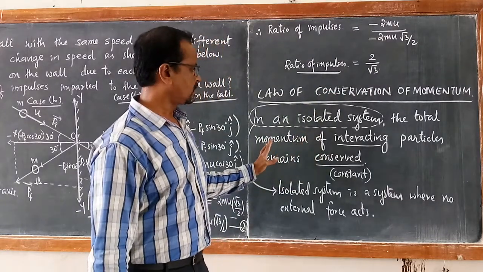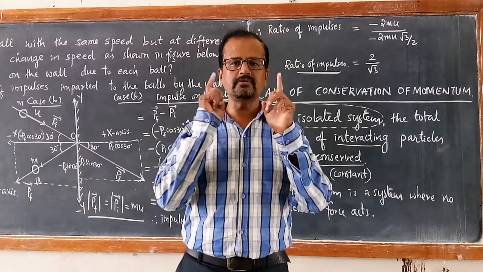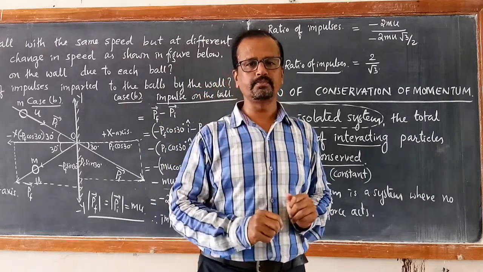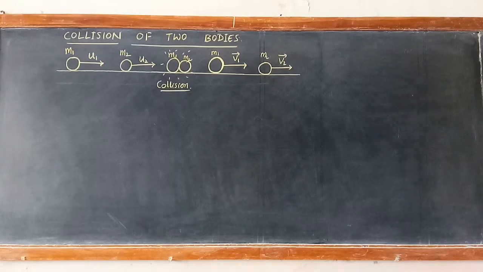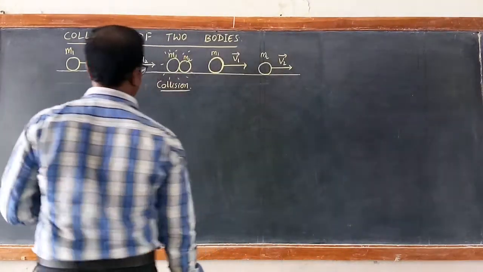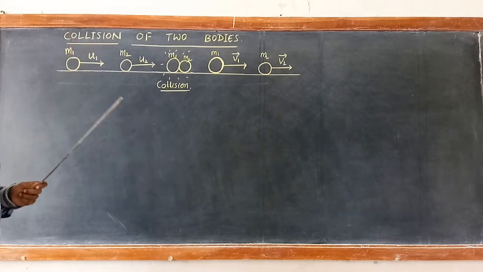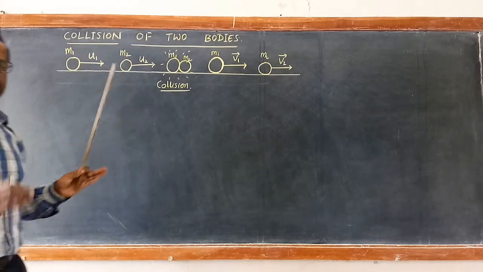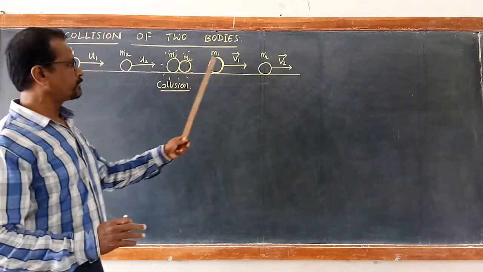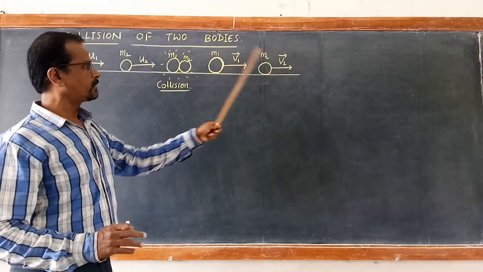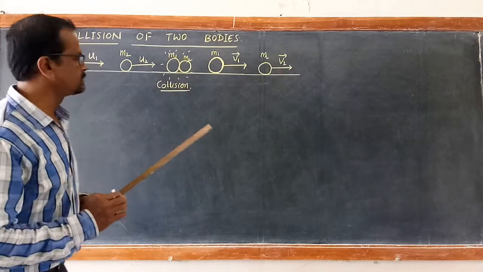Let us see how it will be established with a simple example of collision of two particles. Let us see how one can establish the principle of conservation of momentum. The example is collision of two bodies. We have done this already in the 9th standard. Same thing is repeated here. Only difference is there we did not use the vector notations. Here we are using vector notation. That is the only difference.